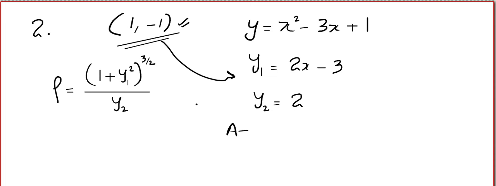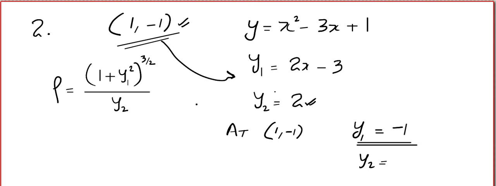Okay, I think let's go for the simpler version. At 1 comma minus 1, what is our y1? So our x coordinate is 1, there is no y coordinate, so 2 minus 3, that is minus 1. Now what is y2? y2 is a constant, so it is point independent. Whether you plug in anything or not, y2 is 2. So that's it. Let's plug in the value of rho. 1 plus y1 squared, so minus 1 squared will be 1, the whole power 3 by 2, divided by 2.